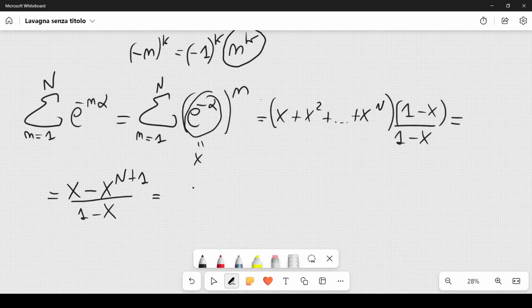Now this can also be rewritten for the sake of convenience as 1 minus x to the power N plus 1, divided by 1 minus x, minus 1, like this.